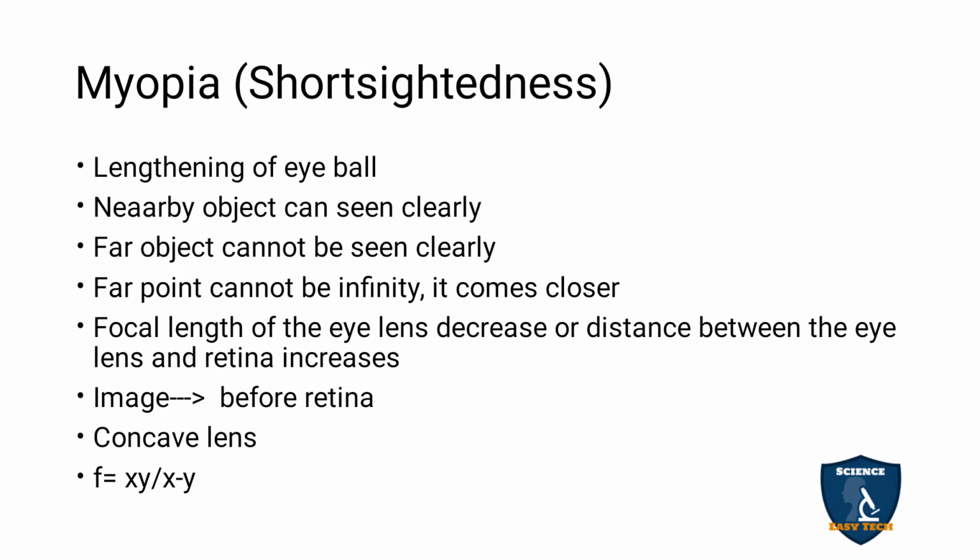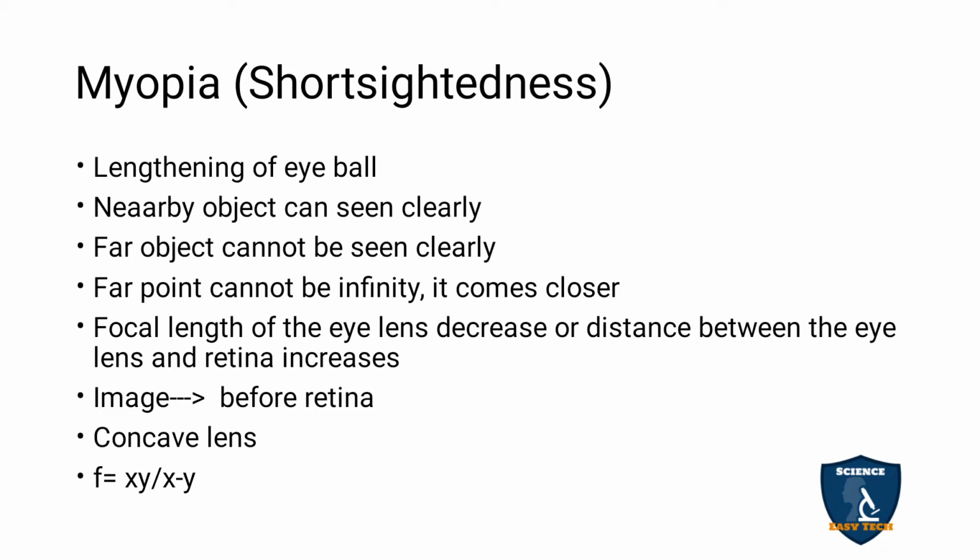How can it be corrected? By putting a concave lens, the myopia is rectified. The formula given is f = xy/(x − y). A person is focusing on an object at some distance; that object is considered as x. Beyond x there is another object, that is y.